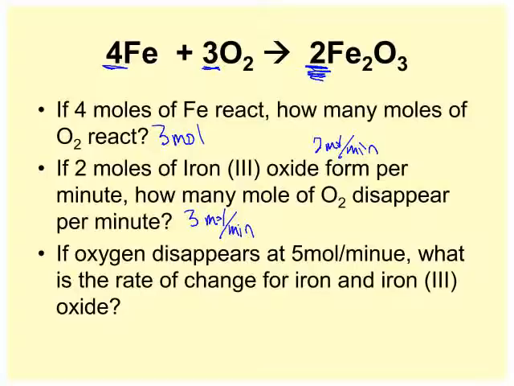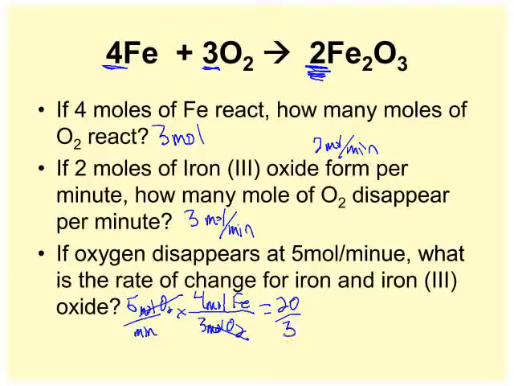If oxygen disappears at 5 moles per minute, what is the rate of change for iron and iron 3 oxide? So what I'm going to do first is do 5 moles per minute of O2 times a dividing bar. So this would be 3 moles of O2, coefficient. For iron would be 4 moles of Fe. And then notice moles of O2 would cancel out, and I would get 20/3, whatever that is, moles of iron per minute.